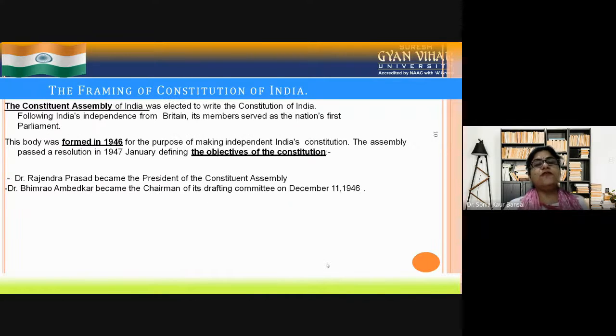So, the framing of the Constitution of India. Let's understand now how it was framed. In a very short way, we are understanding that the Constituent Assembly of India was elected to write the Constitution of India. And following India's independence from Britain, its members served as the nation's first parliament. So, the constitutional body was formed in 1946 for the purpose of making independent India's constitution.